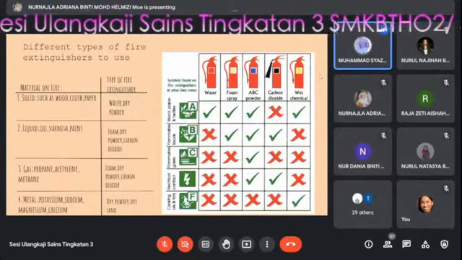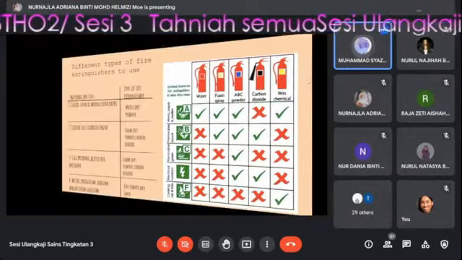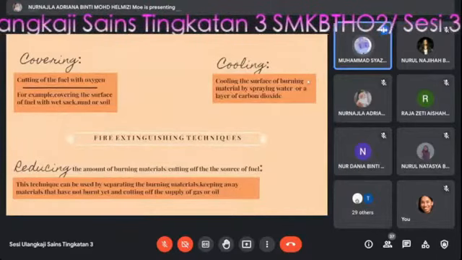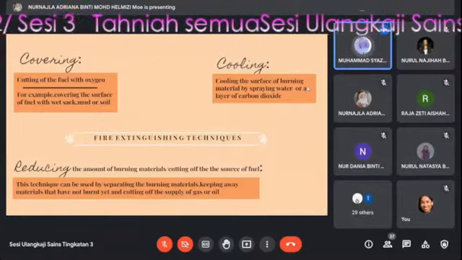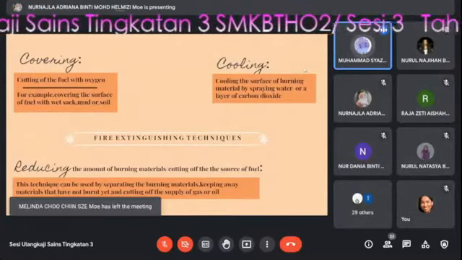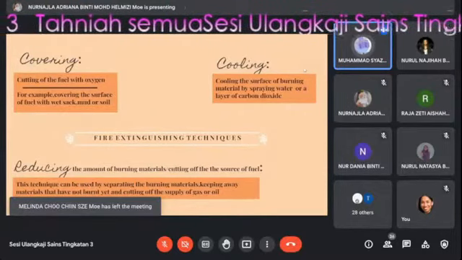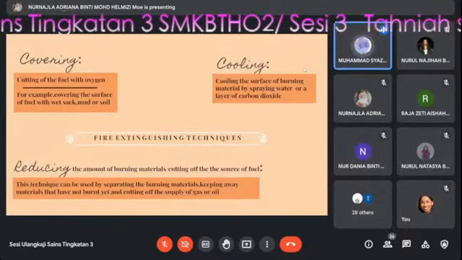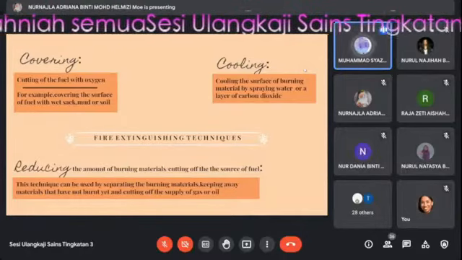Okay, let's move on to the next part, and that is fire extinguishing techniques. First, covering. Cutting off the fuel with oxygen. For example, covering the surface of fuel with wet sack, mud, or oil. Sand and foam is also used for covering. Second, cooling. Cooling the surface of burning material by spraying water or layer of carbon dioxide. This technique is basically cooling the materials which will take out the heat condition necessary to create a fire.